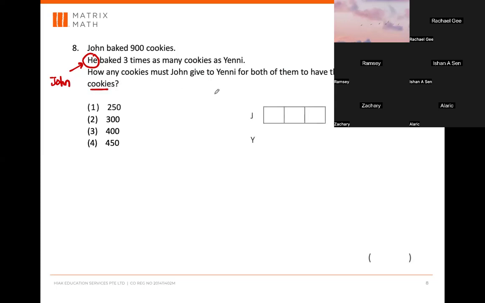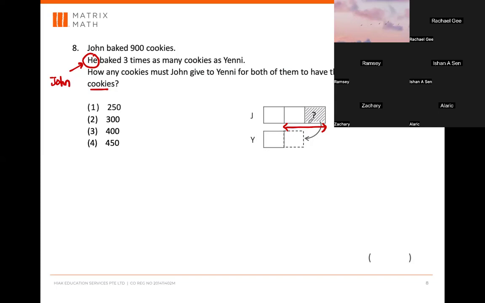Okay, so John is 3 times as much as Yenny, right? So which means that John has 2 units more than Yenny. So in order for them to have the same, how many units here must John give to Yenny so they are the same? So give 1. Okay, so that means John has to give 1 to Yenny, then they will have the same.